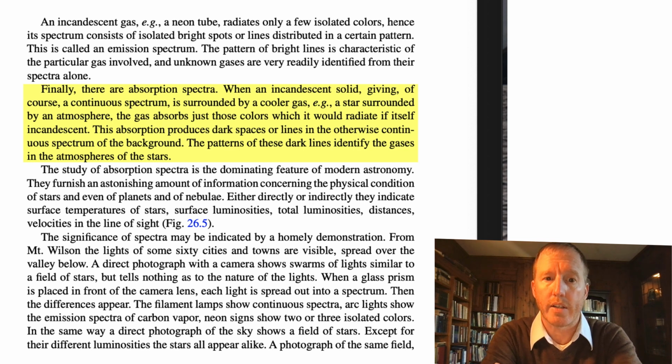When an incandescent solid, giving of course a continuous spectrum, is surrounded by a cooler gas, for instance, a star surrounded by an atmosphere, the gas absorbs just those colors which it would radiate if itself was incandescent. This absorption produces dark spaces or lines in the otherwise continuous spectrum of the background. The patterns of these dark lines identify the gases in the atmospheres of the stars."